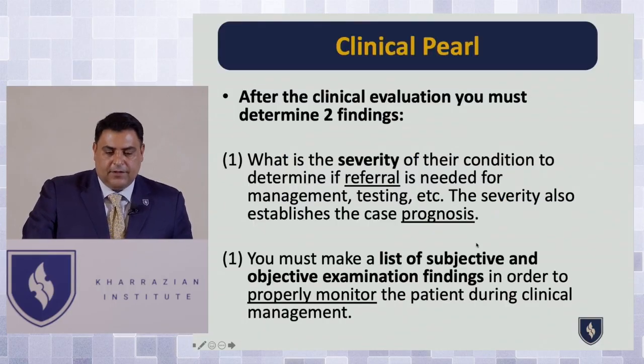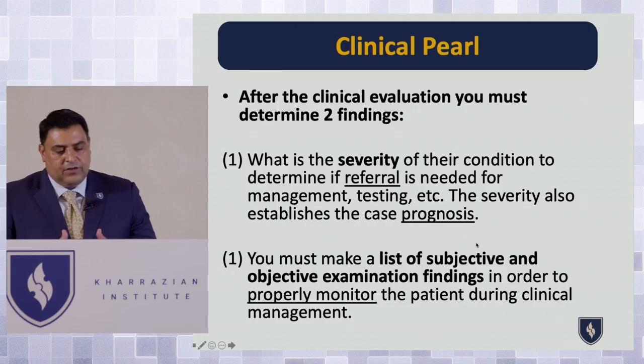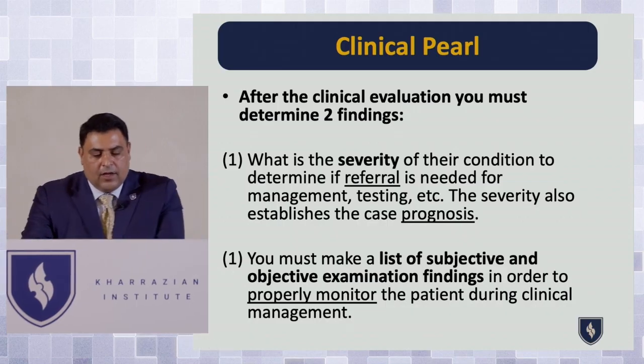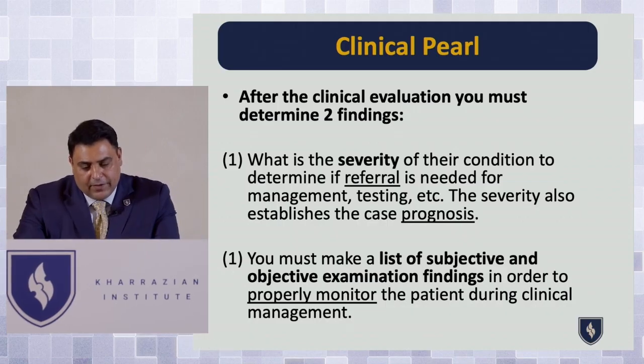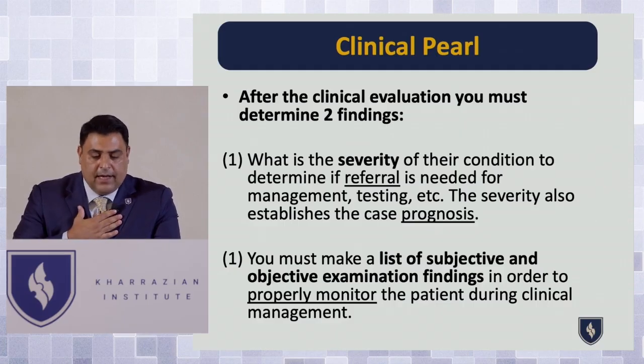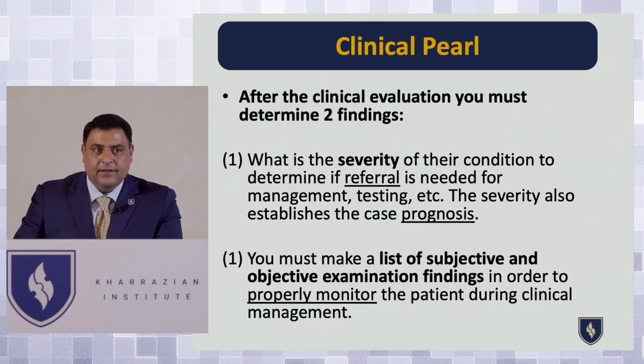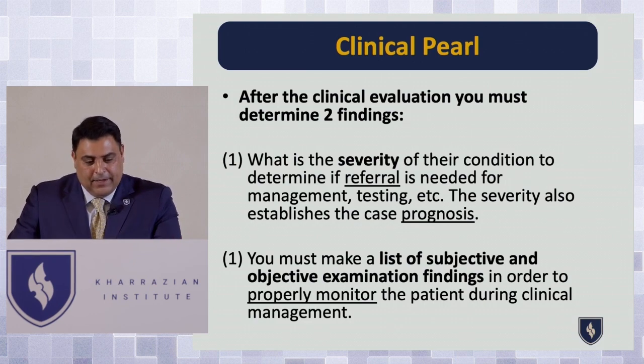And finally, the clinical pearl. After the clinical evaluation, you must determine two things. Number one, what is the severity of their condition, to determine if referral is needed for management, testing, etc. Number two, the severity also establishes case prognosis. Like for me, I don't work with diabetic patients that have nephropathy. If they have kidney disease, they're out of my office. I don't recommend any supplements. I don't do anything for them because there's too much risk of complications.